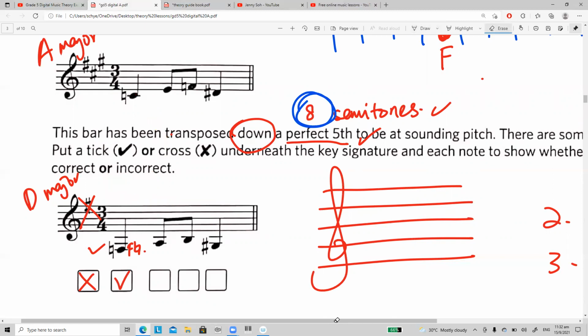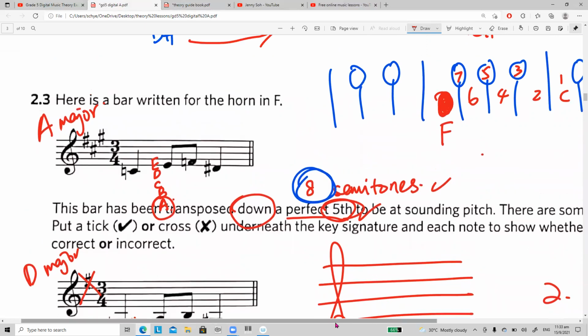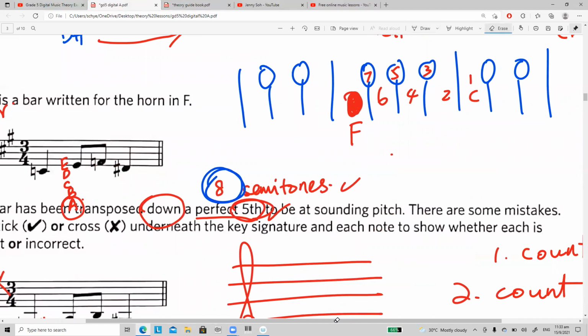The next one is E. Okay, so for E, count 5 steps down on the stave. So it will be E, D, C, B, A. Okay, so you get A. Here you have an A, which is correct. Now, after counting to A, you need to find out whether the A has a sharp or flat. So that is the time when you need to count the keyboard. After counting on the keyboard, you'll be able to find out whether the A should have a sharp or flat. Okay.